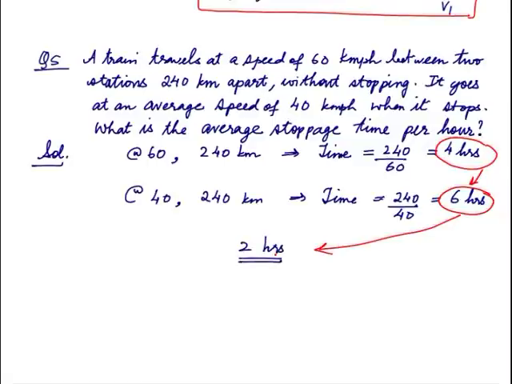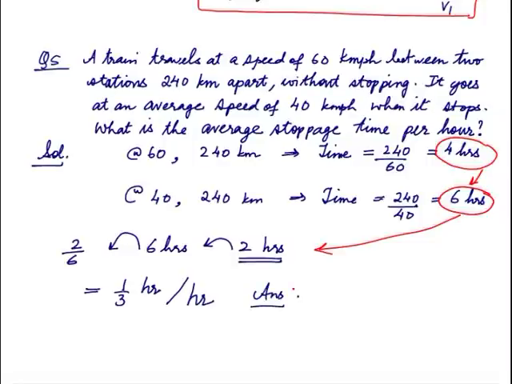time. But this stoppage time has happened over a total time of how many hours? 6 hours. And so my answer has to be 2 by 6, which is 1 by 3 hours per hour is my stoppage time. This is the answer, which is 20 minutes per hour. I am stopping.